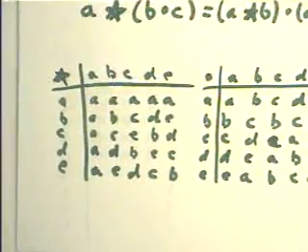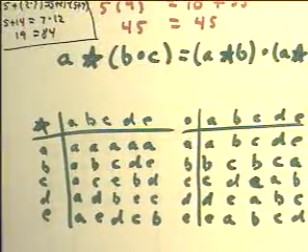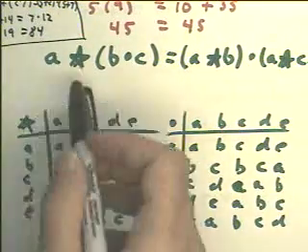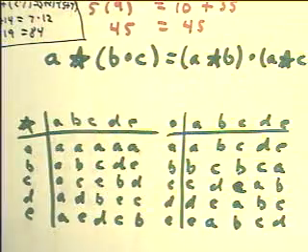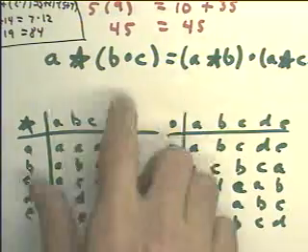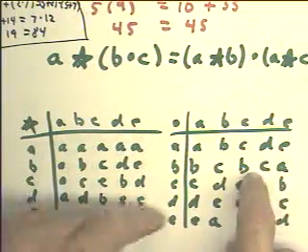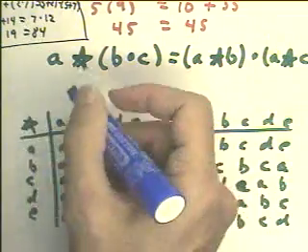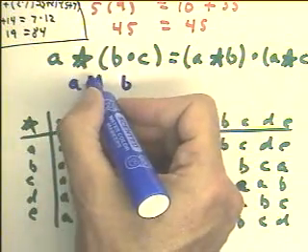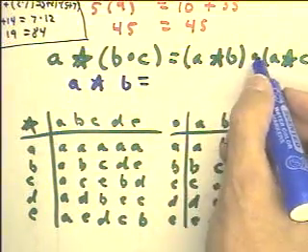Okay, here are two operations, star and dot. And we want to see whether the star operation is distributive over the dot operation. In order to check that out, let's first evaluate B dot C. B dot C is B. So we replace B dot C with B, and now we have A star B. Now is that equal to A star B dot A star C?